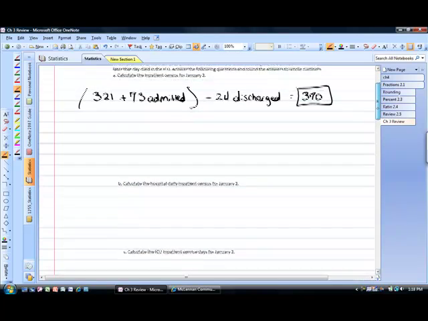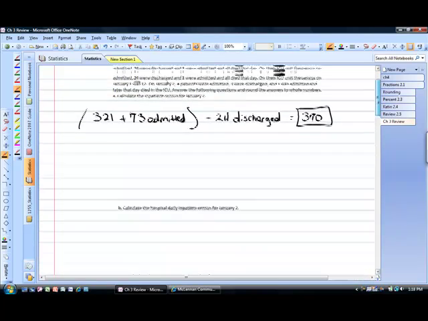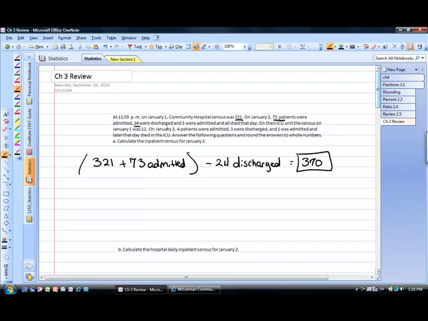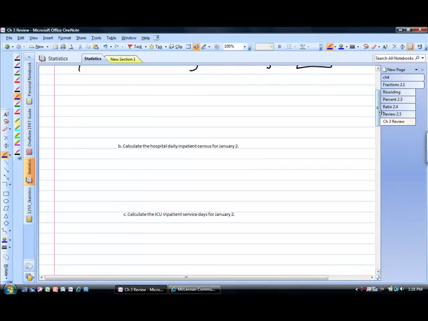Next, we're going to calculate the hospital's daily inpatient census for January the 2nd. This time, we're going to use 321 again. We will use the 73 patients admitted, the 24 discharged, but we will include the 3 that were admitted and died that day. To calculate this, we'll take 321 and we'll add the 73 admissions.